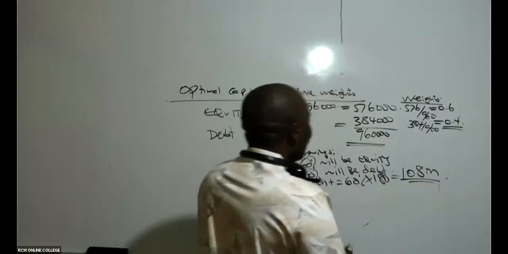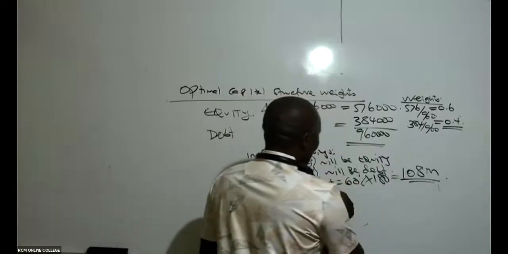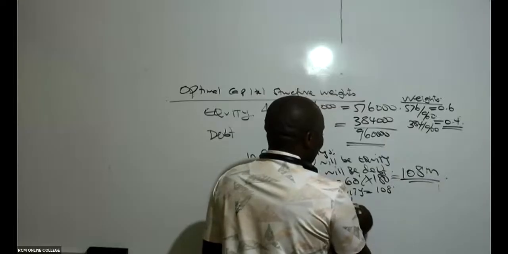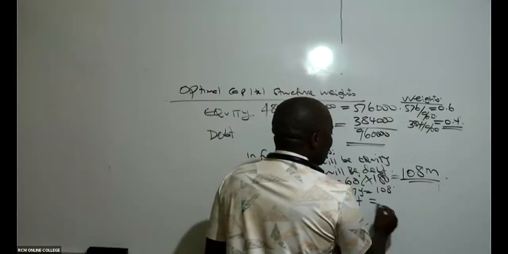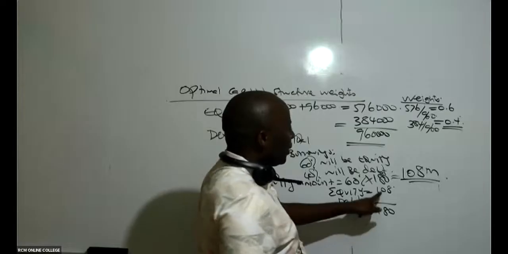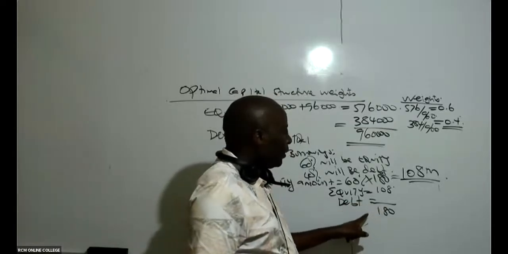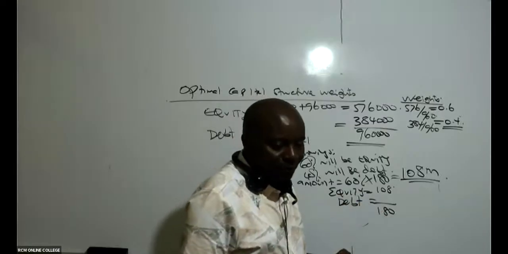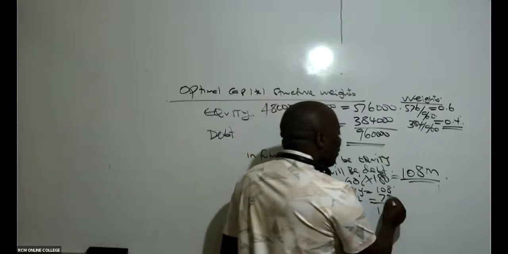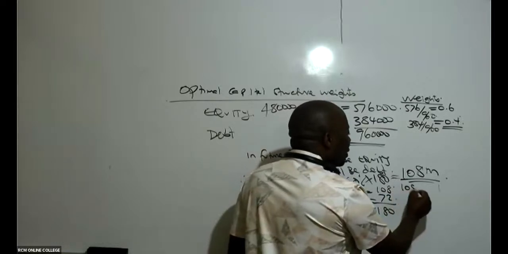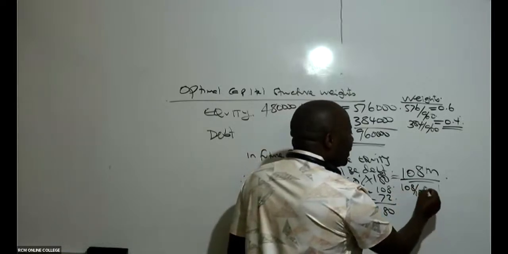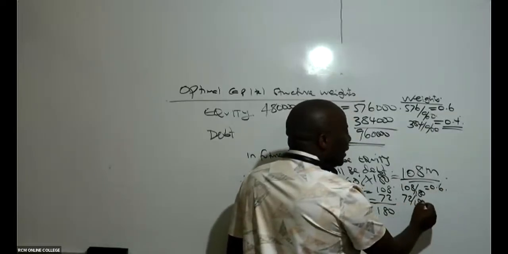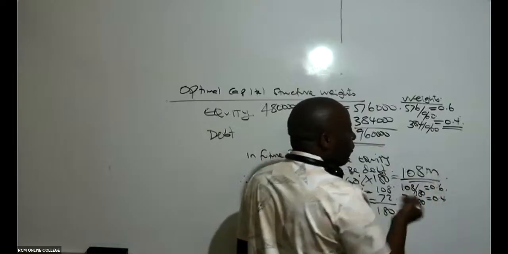So you've told me equity is 108. So then debt will be, because in total we want to get 180, so can you kindly take 180 minus 108? That will be 72. So you see now, even in our future borrowings, if you take 108 divided by 180, this will be 60%. If you take 72 divided by 180, this will be 0.4 or 40%.